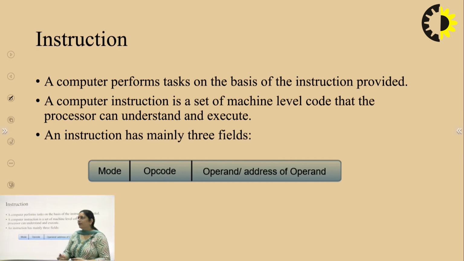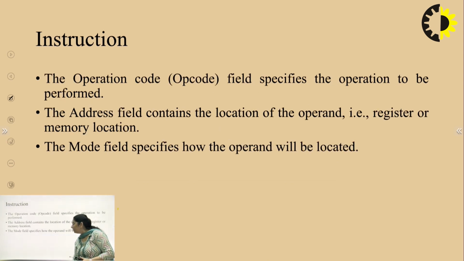The last field is the operand field, or we may specify the address of the operand as well. So, either we can have an operand or an address of the operand here. Everything revolves around the address part of the instruction. The opcode is the field that specifies the operation to be performed. The address field contains the location of the operand, that is, a register or memory location. Operand is basically the data on which we need to perform the operation.